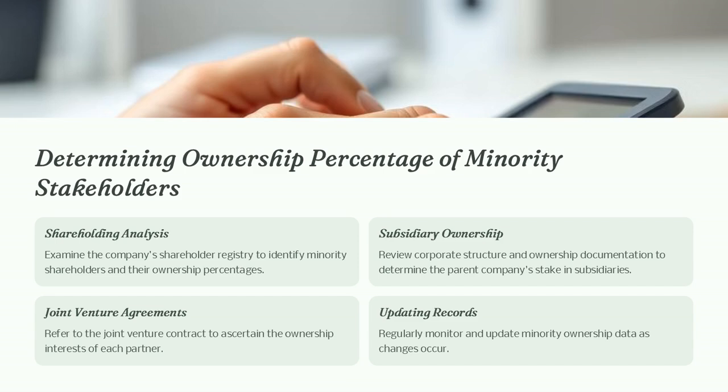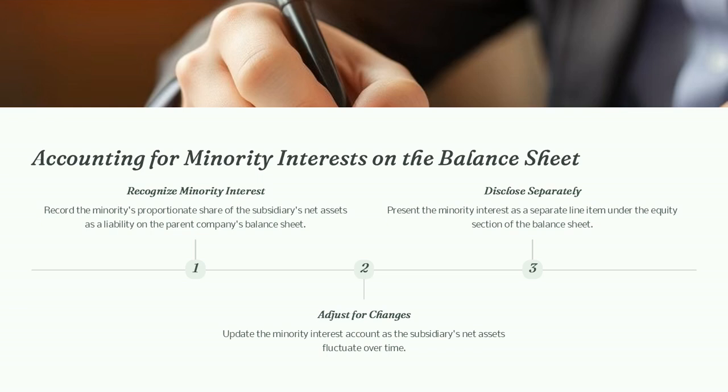Determining ownership percentage of minority stakeholders. Shareholding analysis: examine the company's shareholder registry to identify minority shareholders and their ownership percentages. Joint venture agreements: refer to the joint venture contract to ascertain the ownership interests of each partner. Subsidiary ownership: review corporate structure and ownership documentation to determine the parent company's stake in subsidiaries. Updating records: regularly monitor and update minority ownership data as changes occur.